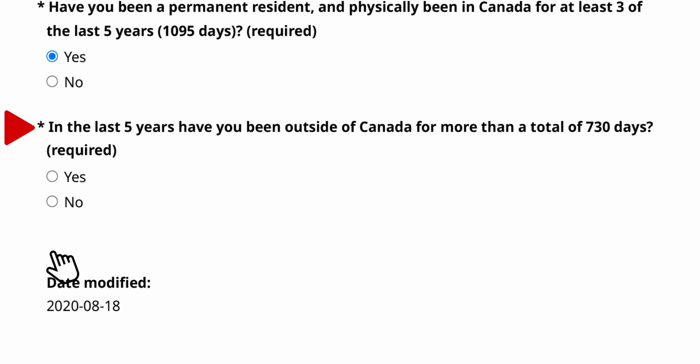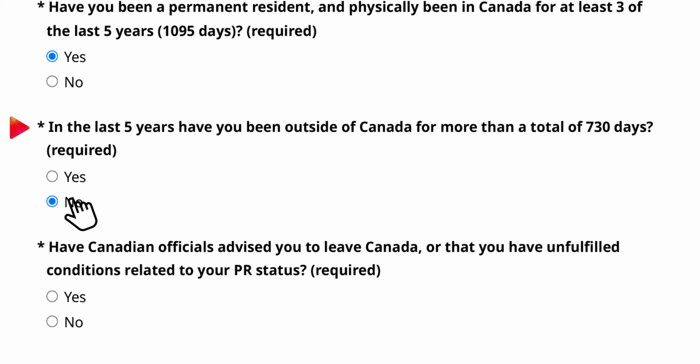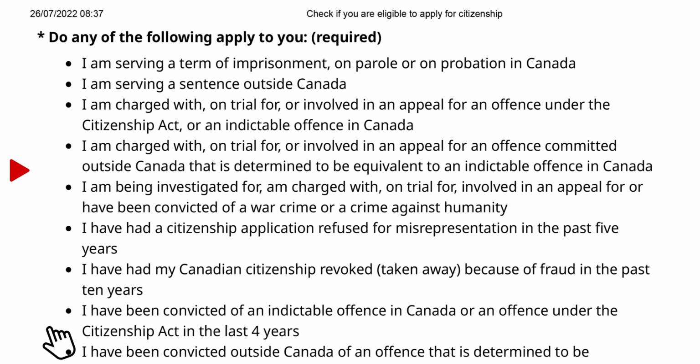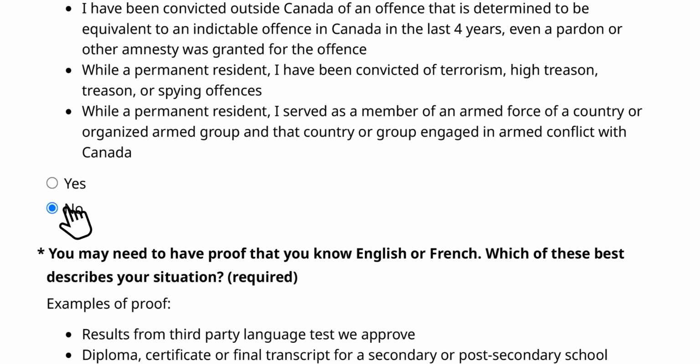In the last 5 years, have you been outside of Canada for more than a total of 730 days? Yes or no? You must tick no if applicable. Have Canadian officials advised you to leave Canada or that you have unfulfilled conditions related to your PR status? Yes or no? You must tick no if applicable. Do any of the following statements apply to you? Yes or no? You must tick no if applicable.